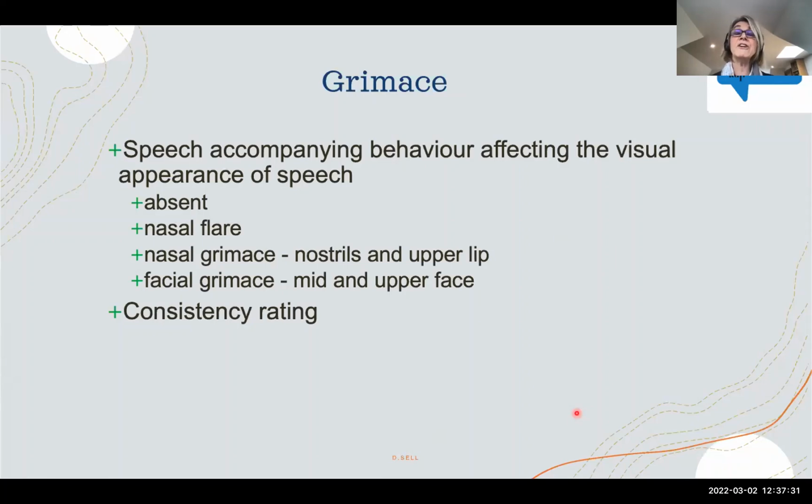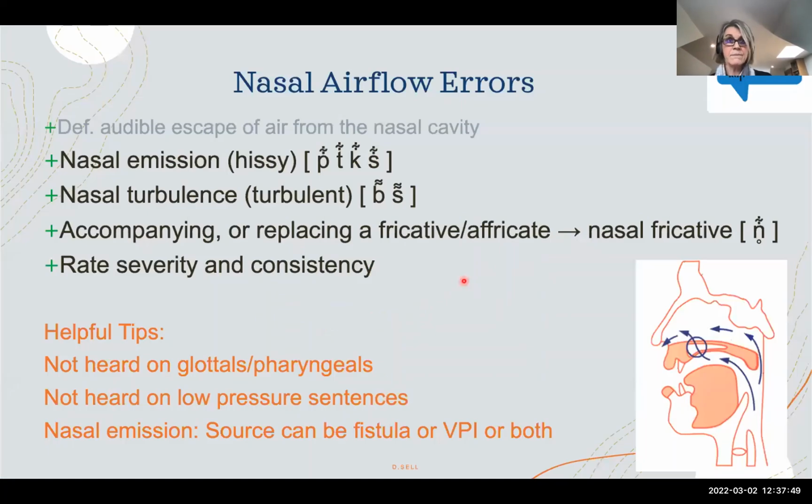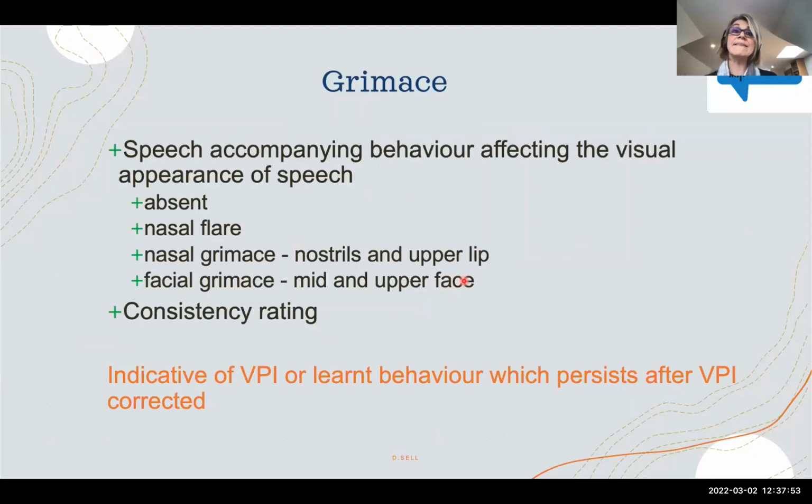We also have grimace. This is a speech accompanying behavior affecting the visual appearance of speech, and it's on a graded scale of severity, from just some flaring of the nostrils through to nasal grimace through to facial grimace. Again, a consistency rating is given. The important thing about grimace is that it can indicate an unconscious effort to close the velopharynx, an indicator of VPI, or it may be a learnt behaviour that persists after the surgery has gone on, and needs intervention from the therapist.